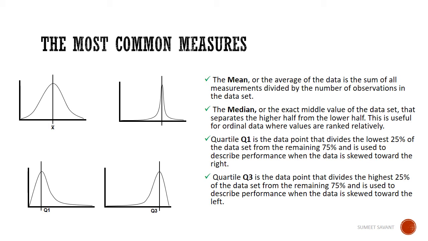The quartile Q3 is the data point that divides the highest 25% of the data set from the remaining 75% and is used to describe performance when the data is skewed towards the left.